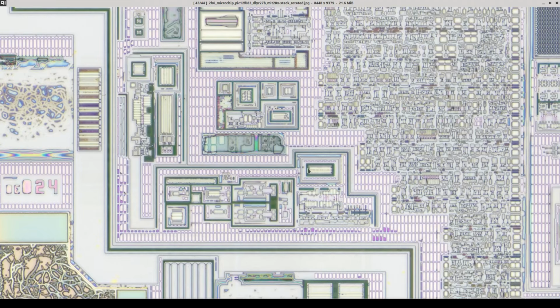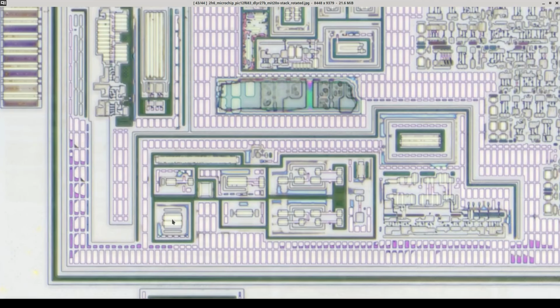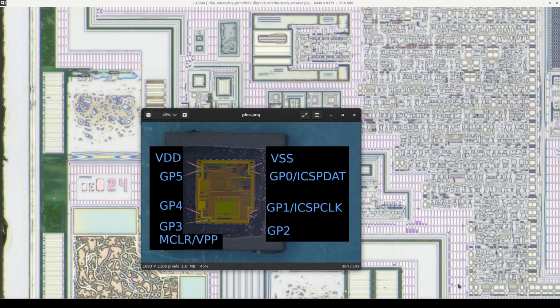But then this one looks a lot different. There's a lot more here, and there's some really, really big transistors with really wide channels, which is suggestive of this being designed to handle a higher voltage. And going back to the pinout, it's interesting to note that this is GP3/MCLR.